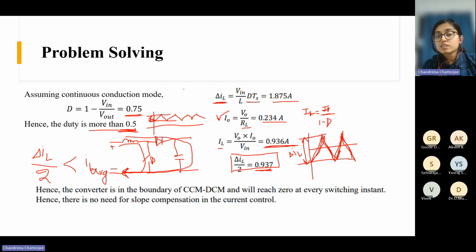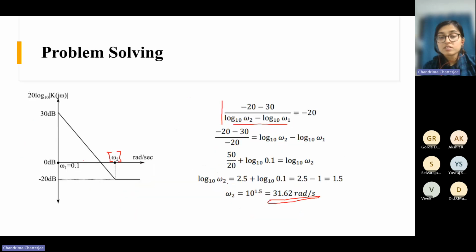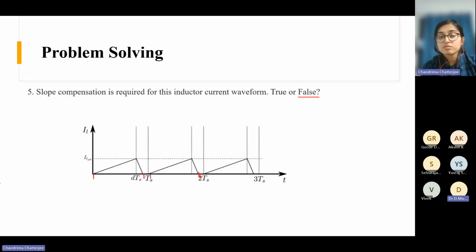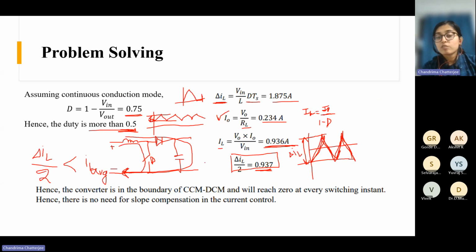Now if your del IL is too high, there is discontinuous conduction mode, when the current will start from 0, come back to 0, and for some time it will remain 0. Okay, and then again it will start. In the last question we saw this, right? Yes, in this one you see this is discontinuous conduction mode. Here your IL average is less than delta IL by 2. And this is the marginal condition where del IL by 2 is exactly equal to IL average.